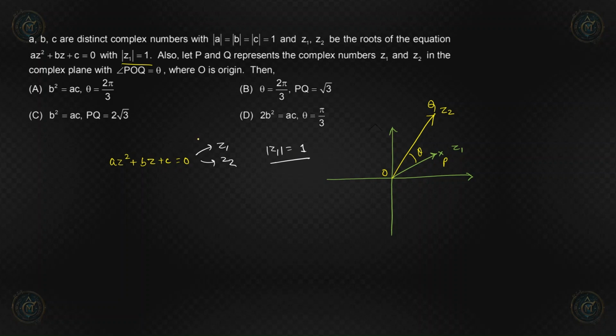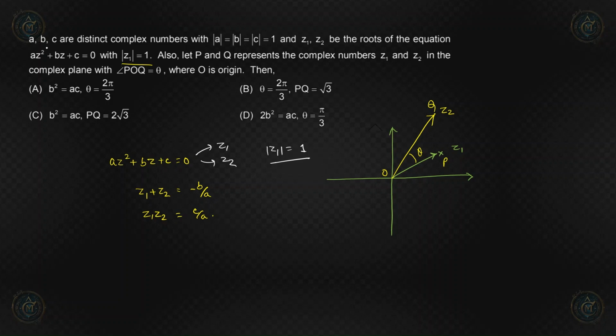So let's find out some information about this z1 and z2 first, using the concept of quadratic equations. As we are dealing with a quadratic equation here, z1 and z2 are roots of a quadratic equation. So let's find z1 plus z2 and z1 z2 first. So z1 plus z2 will be simply minus b by a, and z1 z2 will be c by a.